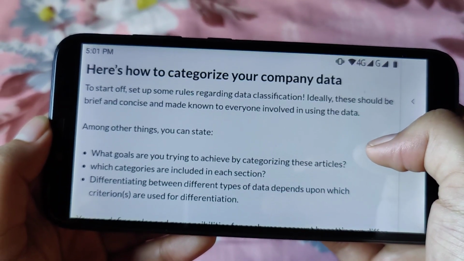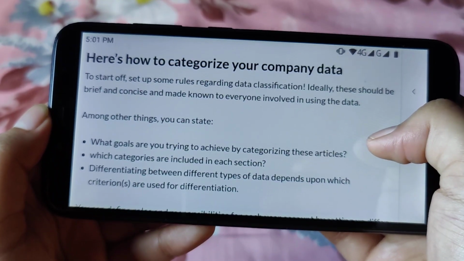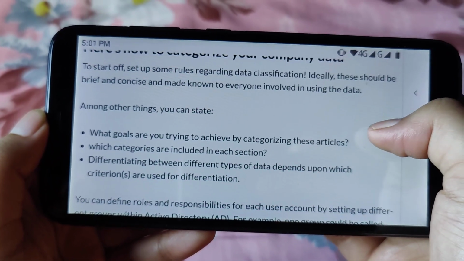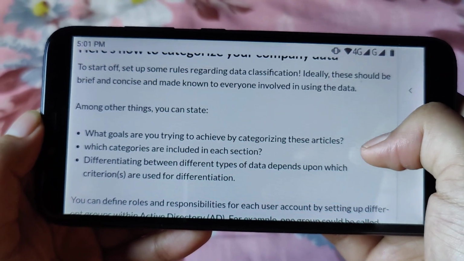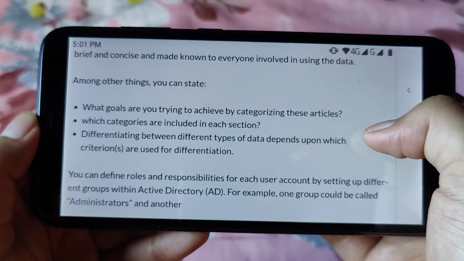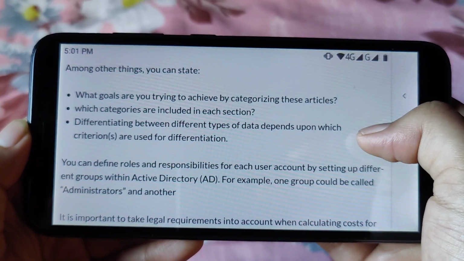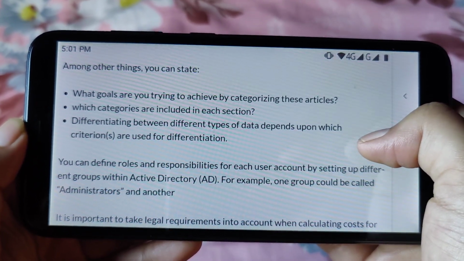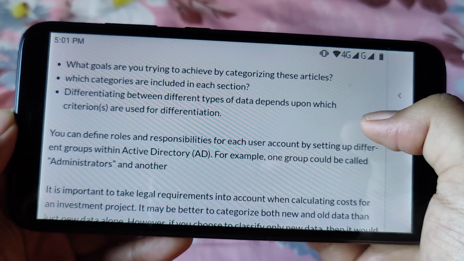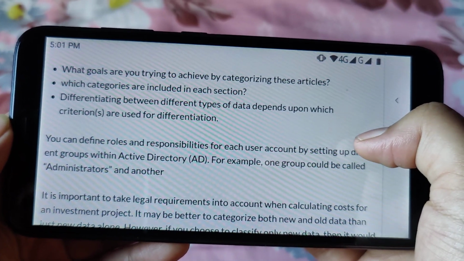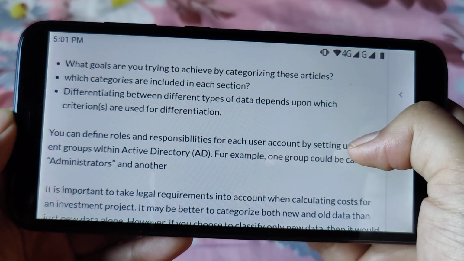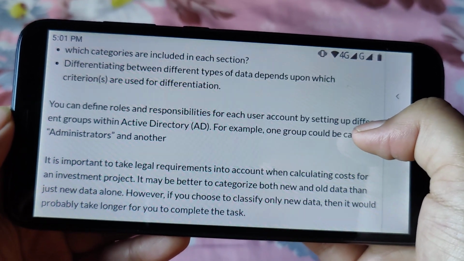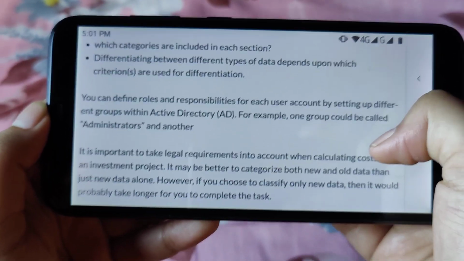To start off, set up some rules regarding data classification. Ideally, this should be brief and concise and made known to everyone involved in using the data. Among other things, you can state what goals you are trying to achieve by categorizing these articles, and which categories are included in each section. Differentiating between different types of data depends upon which criteria are used for differentiation.